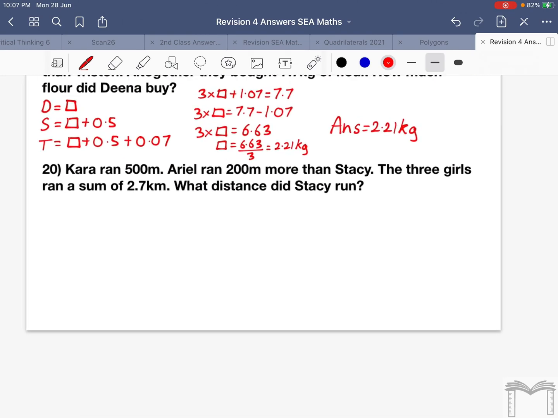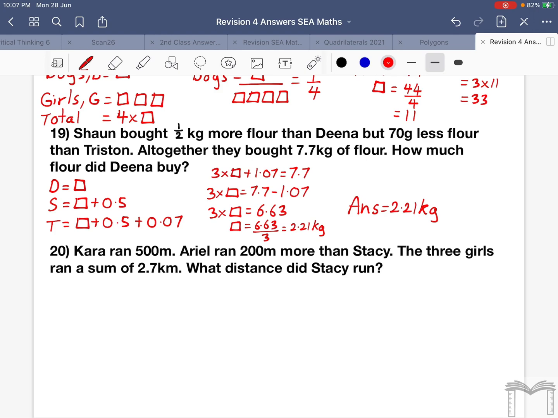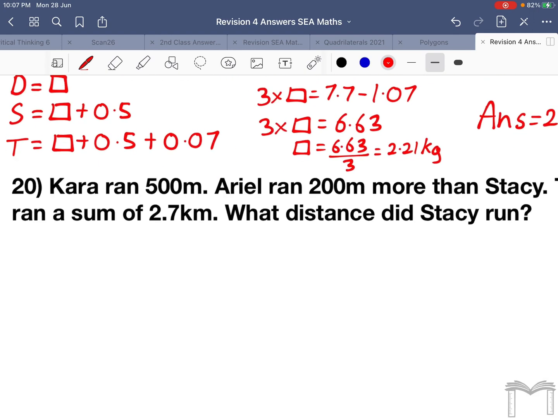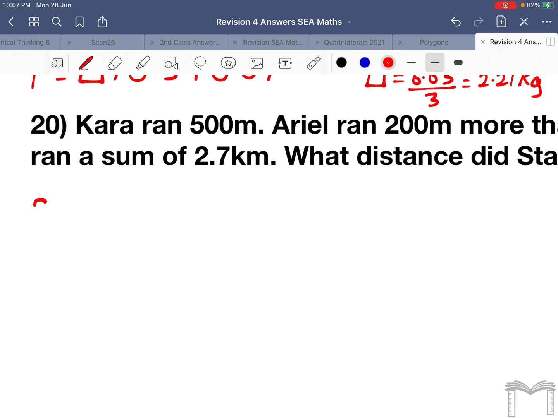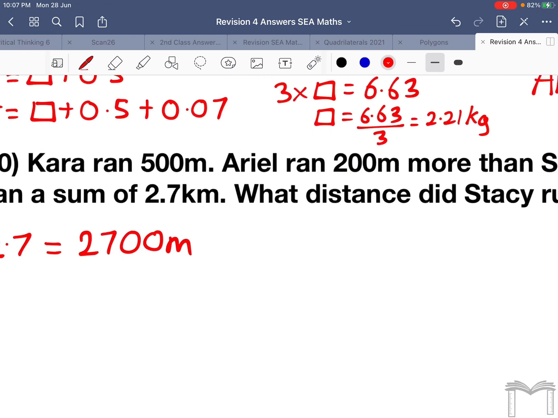So let's begin by converting the total into meters, so we can work all the numbers in meters. So 2.7 kilometers multiplied by 1000, which means to shift the point 3 places to the right will give us 2700 meters. Okay, so Cara ran 500 meters.